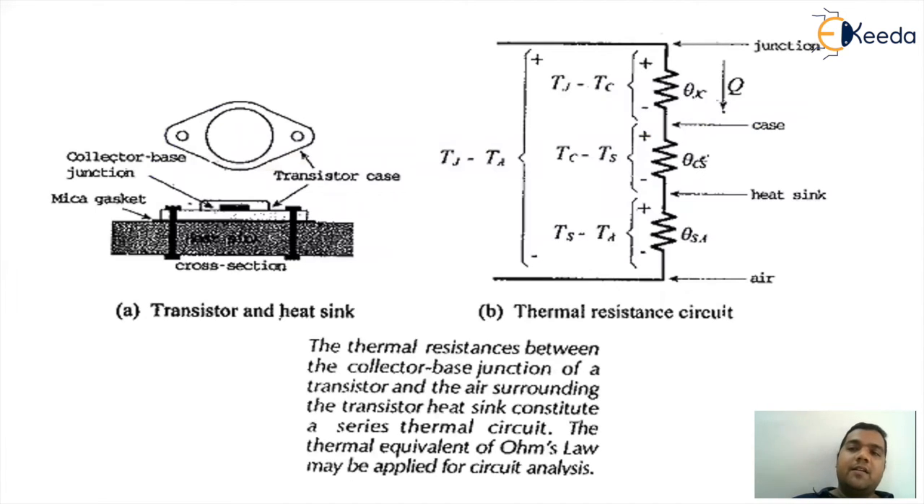As you can see here, we have the junction, the case, the heat sink and the air. The oppositions are specified as theta JC, theta CS, and theta SA. The total temperature difference will be Tj minus Ta, and the power dissipated will be defined as Tj minus Ta divided by theta JC plus theta CS plus theta SA. Very simple to understand.